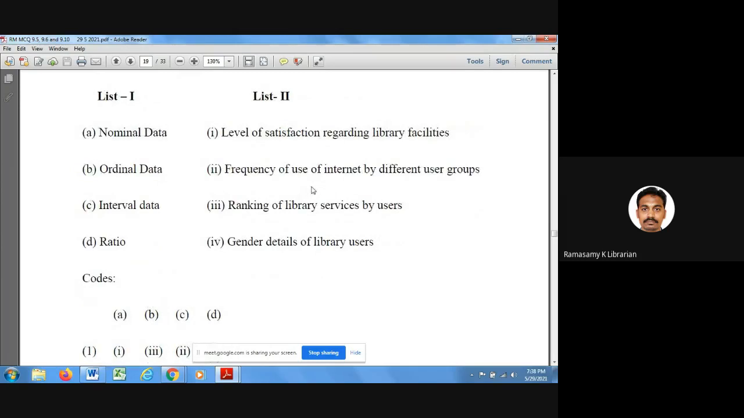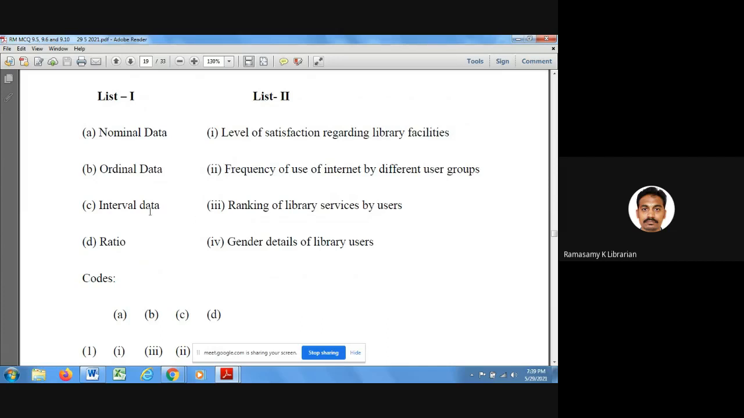Next one. Types of data. I told you about different types of data. Nominal data. So what is a nominal data? I told you classification or grouping, categorical data. So nominal data can be gender details of library users. So we are grouping the users into male and female. This is a nominal data. We are nominating. Fine. Then comes ordinal data. I told you ordinal means ranking. You are going to rank the data. It's called ordinal data. So what is the answer? Ranking of library services by users. It's an ordinal data. How do they rank? Highly satisfied, least satisfied. Strongly agree, strongly disagree.